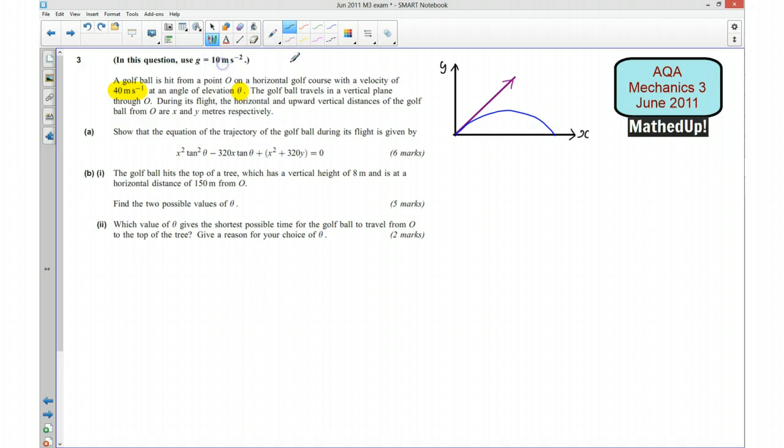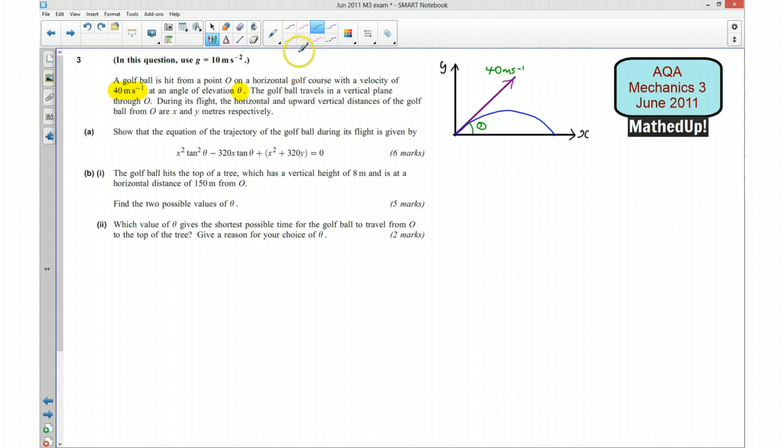Now I've started off by drawing a diagram over here, and I'm just going to fill in that the speed here is going to be 40 meters per second at an angle of theta degrees. So this here is going to be theta degrees.